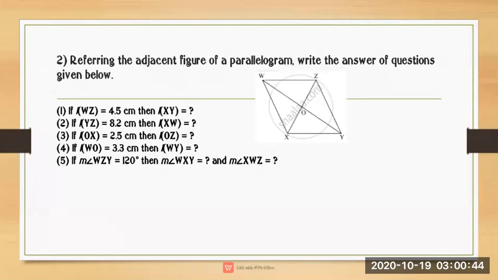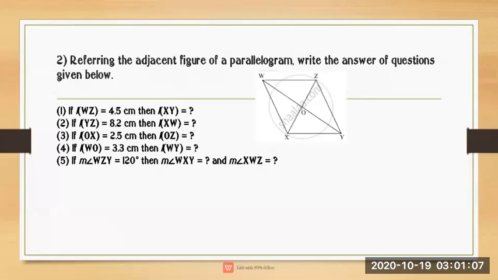I have explained the properties to you. Very good. Because opposite sides of a parallelogram are congruent. Whenever you are giving the answers, it should contain a reason why. Only 4.5 is not an answer. You are going to write the properties, which properties you are going to use. Very good. Now, my next question.